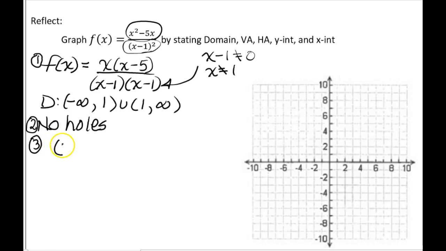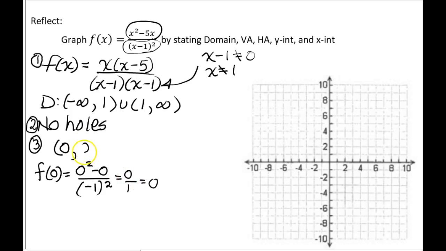To find one of the intercepts, I'm going to let x equal 0 and then decide what y is. So I'm going to find f of 0. I'm plugging in 0. I get 0 squared minus 5 times 0 over negative 1, because 0 minus 1 is negative 1, and then square it, and I'm going to get 0 over 1, which is equal to 0. So there's one of our intercepts.